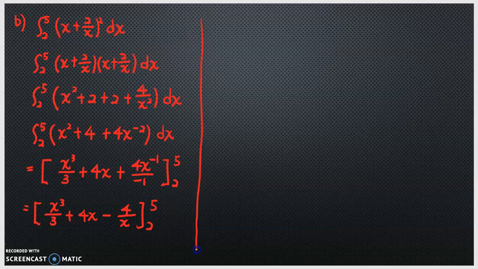Next, I will substitute the values. We start by substituting the value at the top and then at the bottom. So here I should have 5 to the power of 3 over 3 plus 4 times 5 minus 4 over 5, minus 2 to the power of 3 over 3 plus 4 times 2 minus 4 over 2.